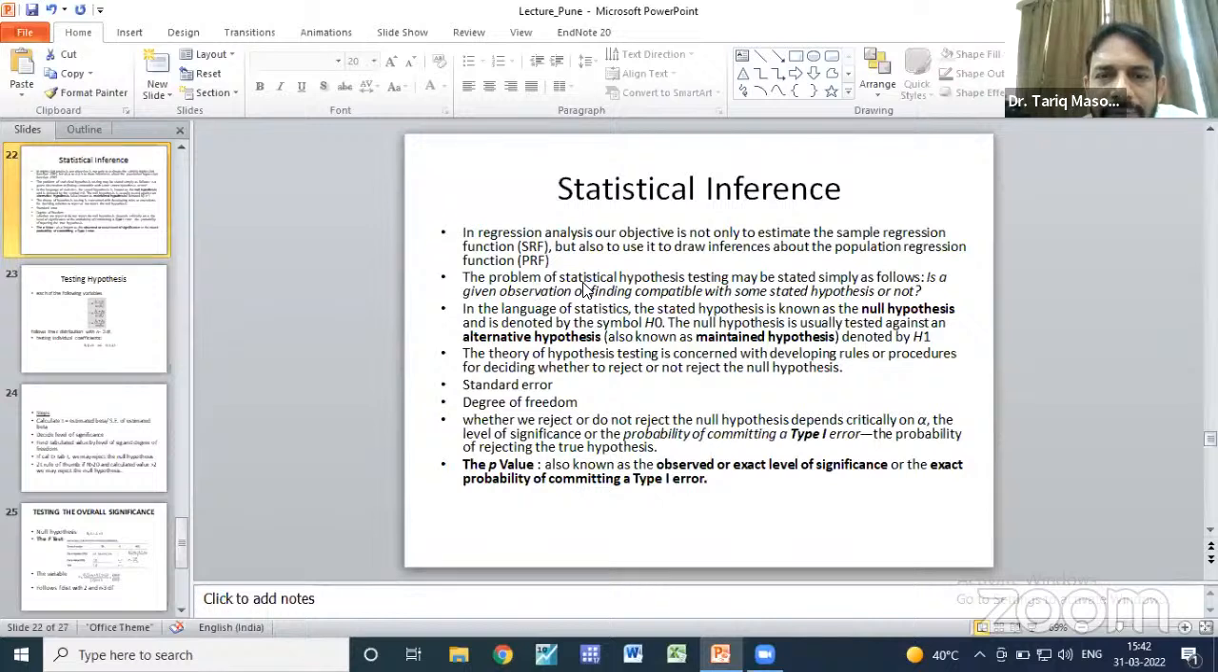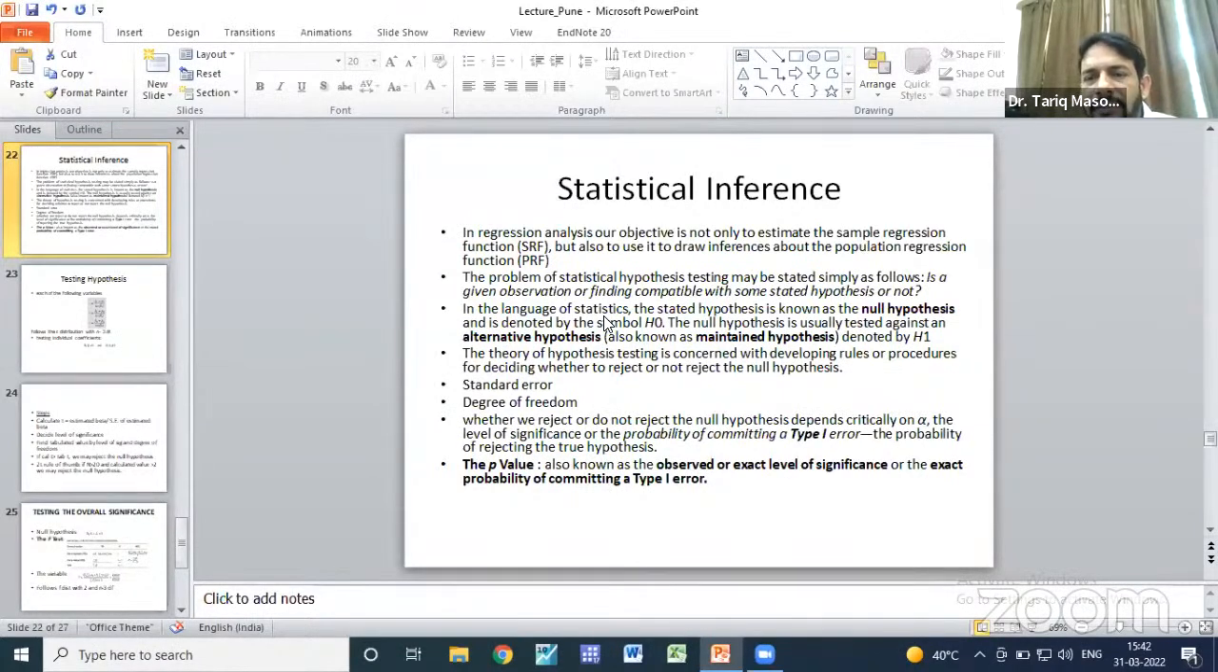The problem of statistical hypothesis testing may be stated simply as follows: is a given observation or finding compatible with some stated hypothesis or not. This is a simple representation of the problem. Now, when we go for hypothesis testing, we all write hypotheses for our research work, for our PhD. So when we write hypotheses, there are basically two hypotheses.